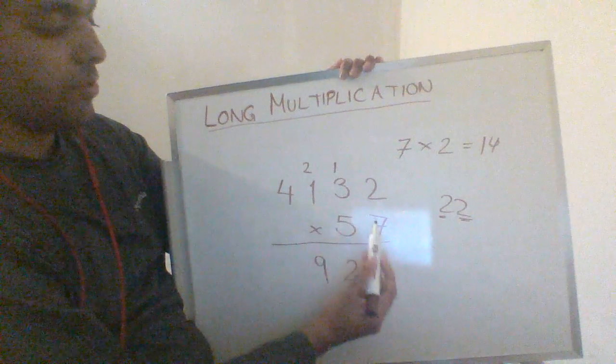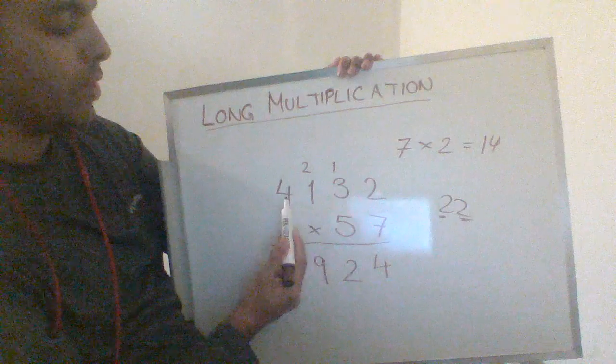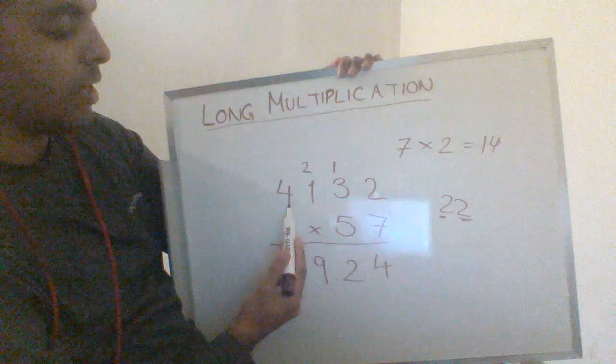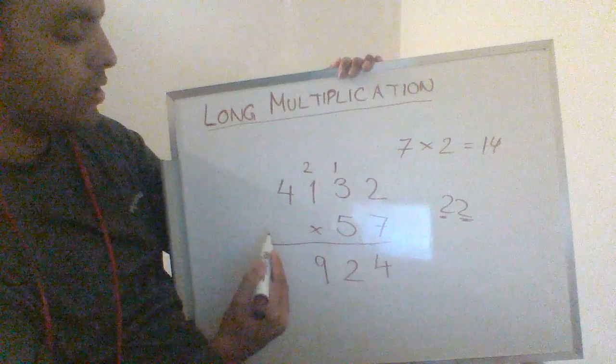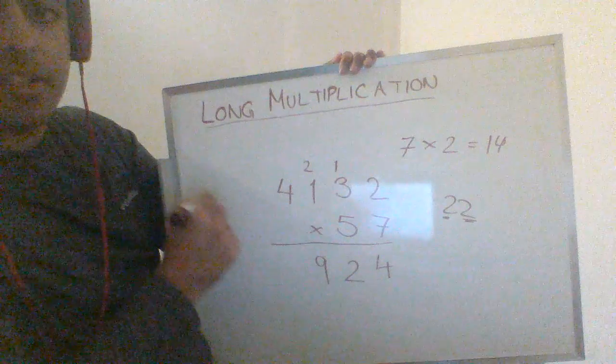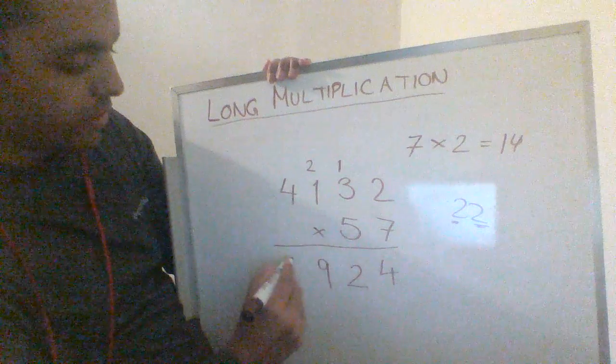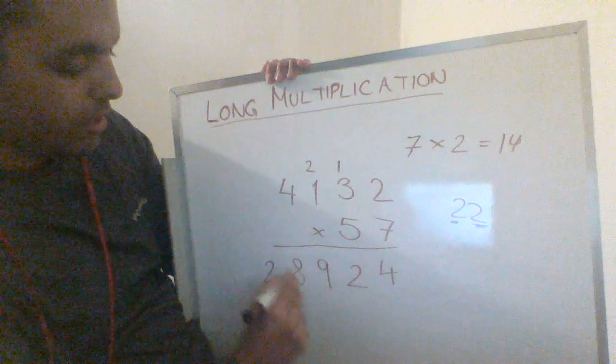And now we do the last one. So we've done 7 times 2, we've done 7 times 3, we've done 7 times 1, and now we move over to 7 times 4. So 7 times 4 is 28, and because there's nothing left over here for us to carry this over to, we just write 28 down here, like so.